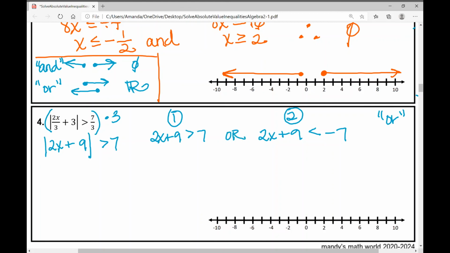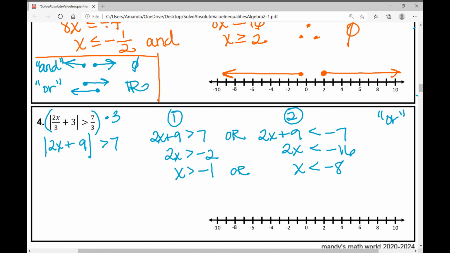So in this first one, when I subtract 9 from both sides, I'm going to get 2x is greater than -2. When I divide both sides by 2, I get x is greater than -1. There's one part of my solution. In the second case, when I subtract 9 from both sides, I get 2x is less than -16. And when I divide both sides by 2, I get x is less than -8. So my solution is x is greater than -1, or x could be less than -8.